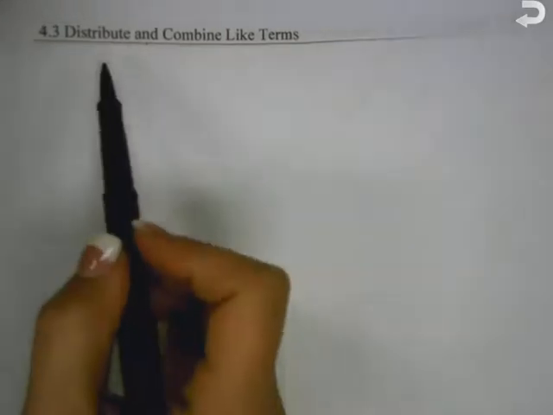4.3, distribute and combine like terms. So now we are putting together 4.1 and 4.2. We're going to have to use distributive property, which we practiced in 4.2. But we're going to have some like terms to combine after we distribute. So most of this is just examples. So we're going to start out with example 1.